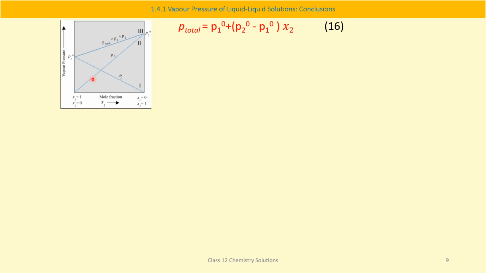It can be seen from the plot that P1 and P2 are directly proportional to x1 and x2 respectively. The total vapor pressure is given by the line marked 3 in the figure. Here, this dark thick line shows the total pressure P1 plus P2, which represents equation 16 shown on the screen. These are the vapor pressures of the pure components.